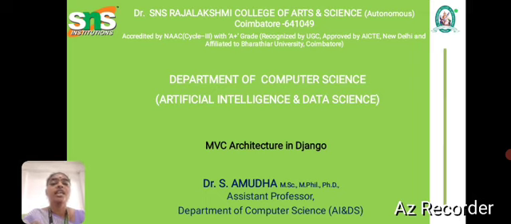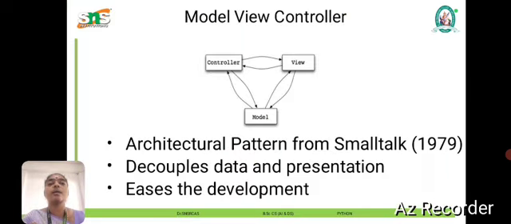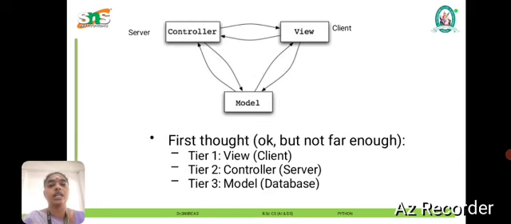Today we will discuss one of the major concepts in Python programming in Django. Django follows the MVC architecture, that is, MVC is model, view and controller. The three things, controller, view and model, are interconnected to each other. That architecture pattern was followed by Smalltalk in the year 1979. It is a decoupling of the data and the presentation of the data in the view model, and it is easy to develop in Django coding through our MVC architecture.